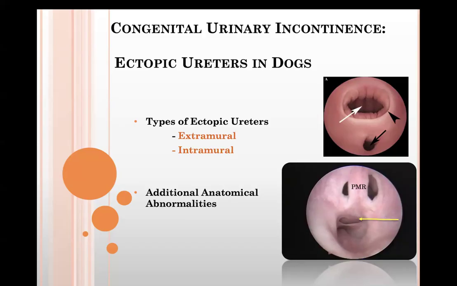Below, you notice that the opening to the external urethral orifice is rather large and irregular, and you can see that the yellow arrow is pointing to a distally displaced ectopic ureteral orifice that's all the way at the distal end of the urethra.